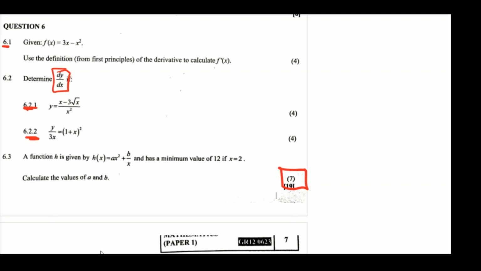Okay, so as promised, this is 6.3 for question 6, right? What are we given here? A function h is given. So function h, we are given this, and we are told that it has a minimum of 12 if x is equal to 2. We have to find the values of a and b.